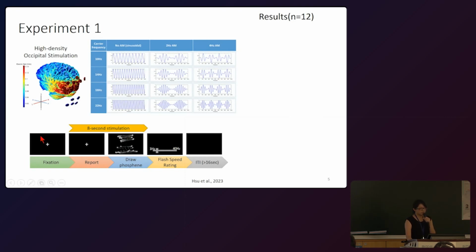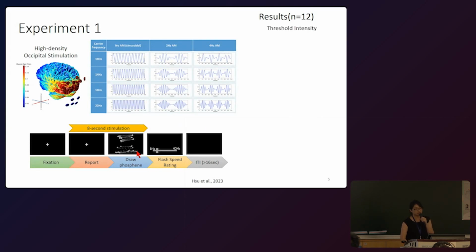Then the interesting part is that we add another rating task where we give them a flashing box here in the center of the screen, and the subject can drag the bar here to adjust the flashing speed of this square. The instruction was that we asked them to adjust the flashing speed of this square and try to reproduce the flashing that they saw in their phosphene. So with this method, we can somehow measure how fast the subject thinks the phosphene is flashing.